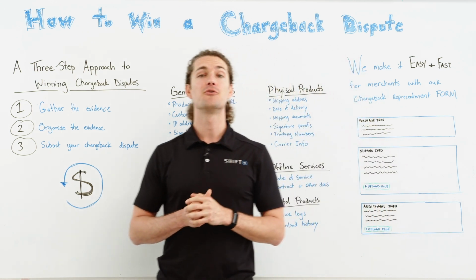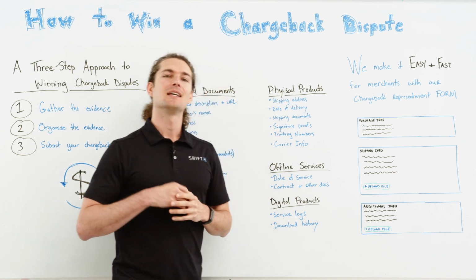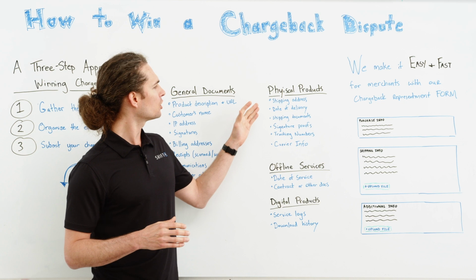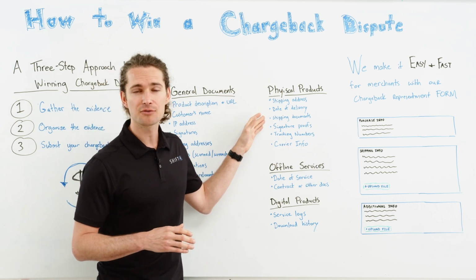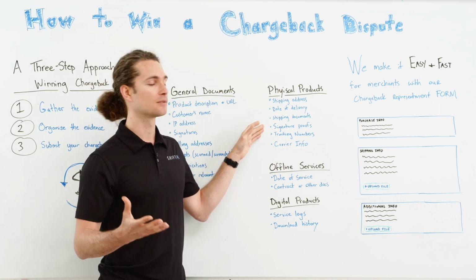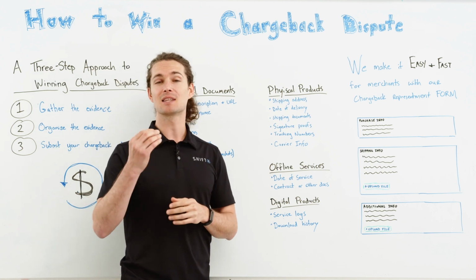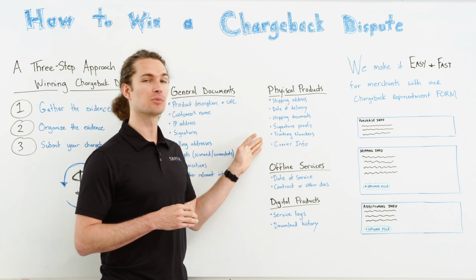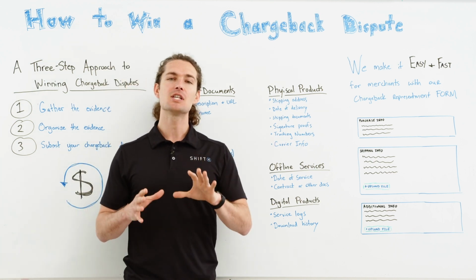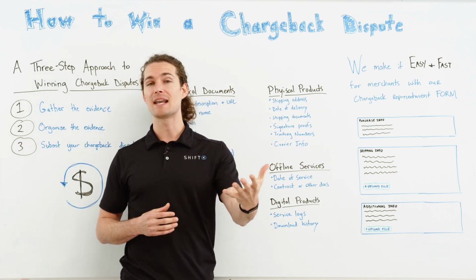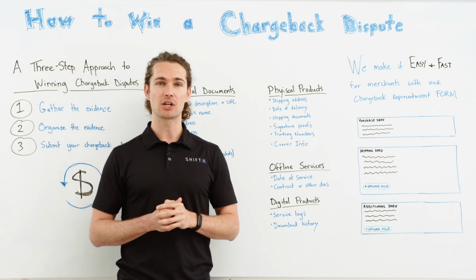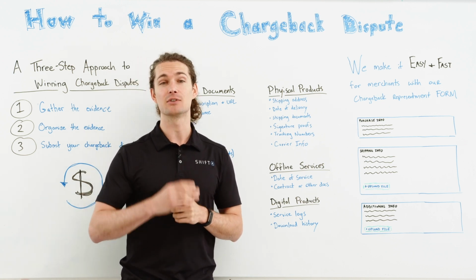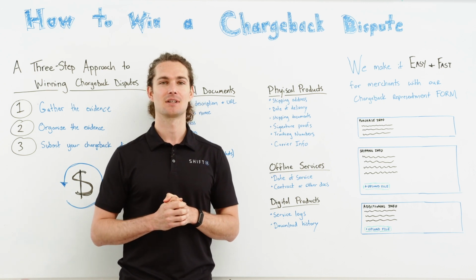When dealing with physical products, it's also important to include information related to shipping: your shipping address, the date of delivery, shipping documents, signatures proving that the product was delivered and received, tracking numbers, as well as information about the carrier, for example, FedEx, UPS, or DHL, and anything proving that the product was successfully delivered to the end customer.